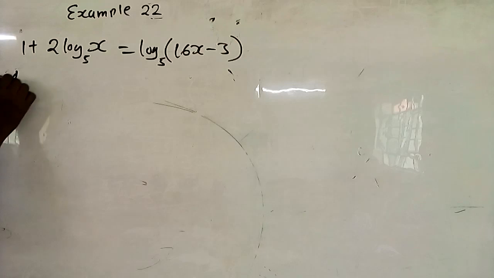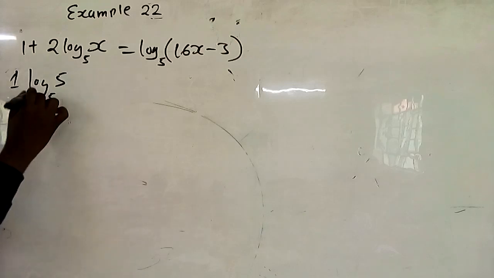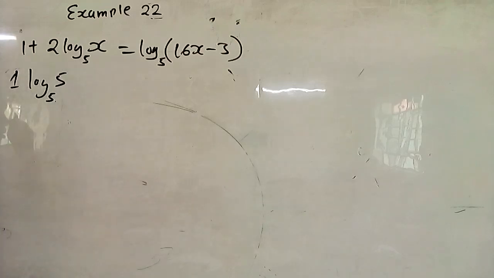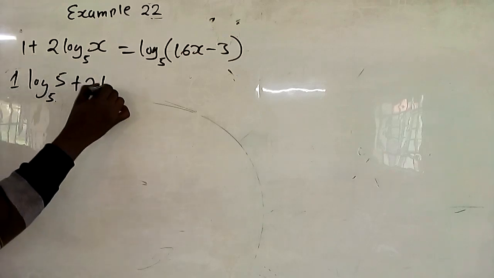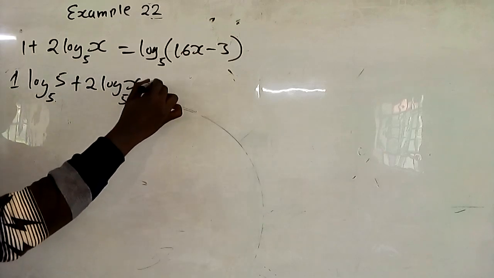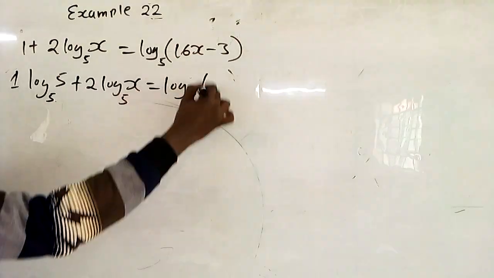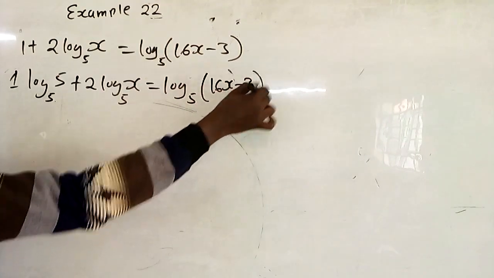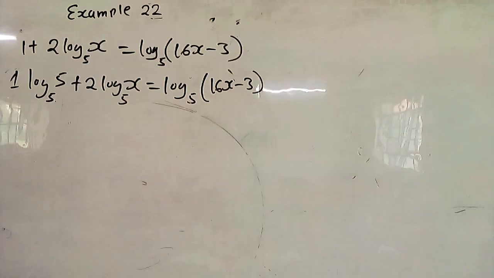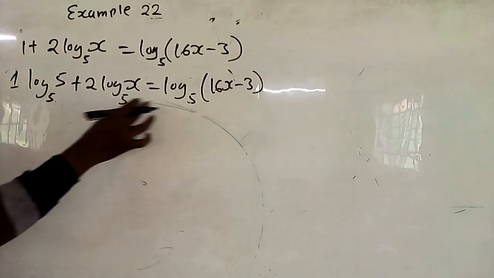So here we have 1, we introduce log 5 to base 5, because log 5 to base 5 is 1, a log of a number to the same base is 1. So you introduce it, then we have plus 2 log x to base 5 is equal to log of 16x minus 3 to base 5. Are you seeing that? Are we together? So you now have the same base all through.